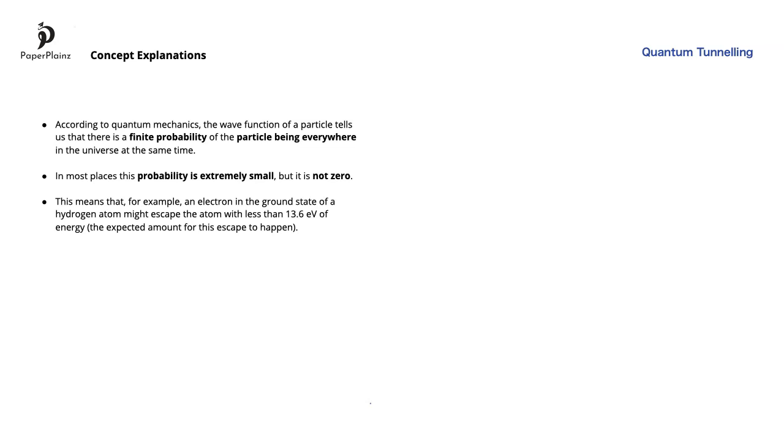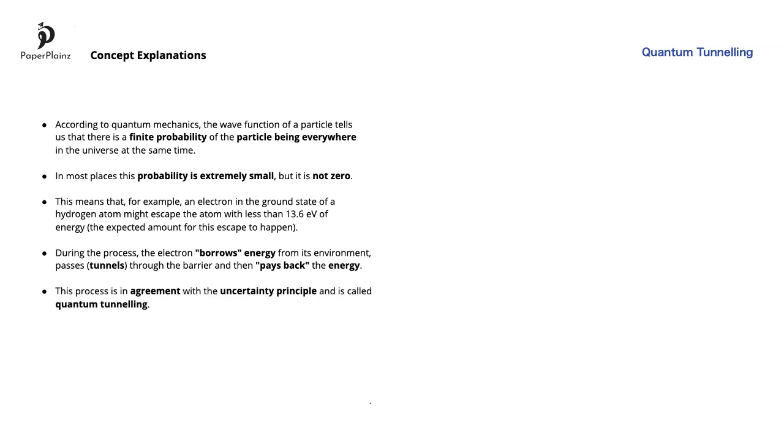Instead, here is what takes place. The electron borrows energy from its environment. It passes, or as we usually say, it tunnels through the barrier, and then pays back the energy to its environment. We can say that in our example above, the barrier that the electron tunnels through is the 13.6 electron volt energy level that the electron does not possess. The process we described above is in agreement with the uncertainty principle and is called quantum tunneling.